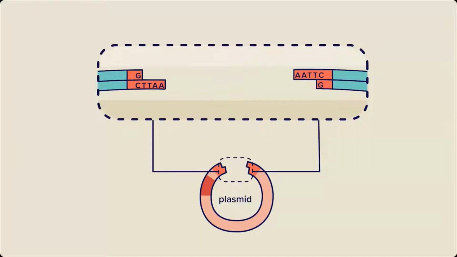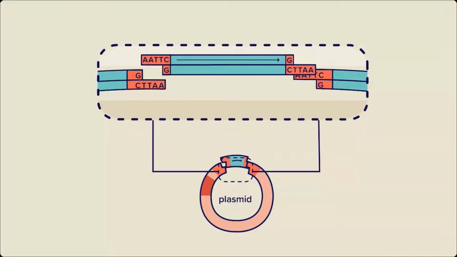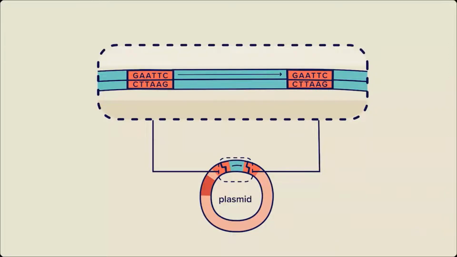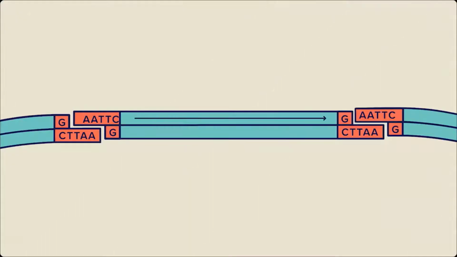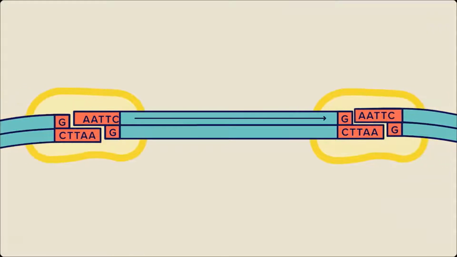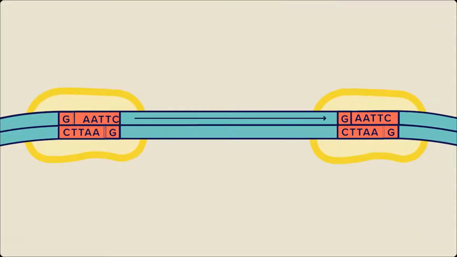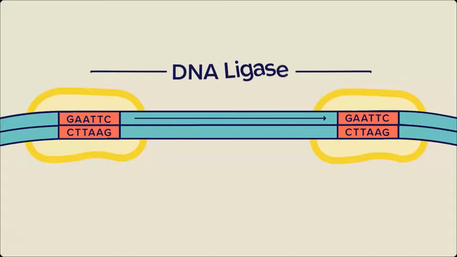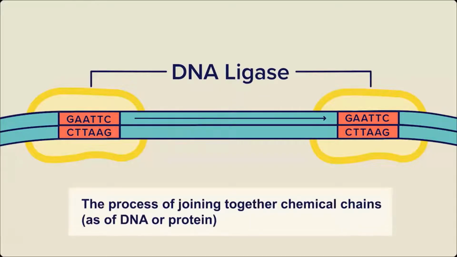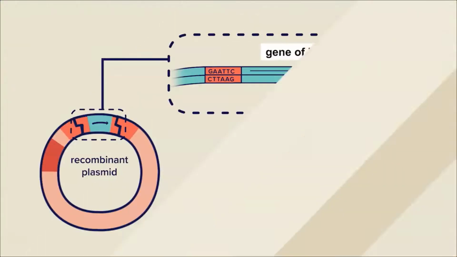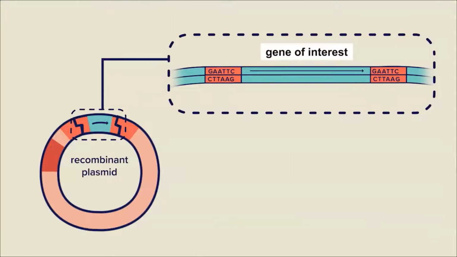Once the DNA and plasmid are cut, the gene of interest can be inserted into the plasmid. The gene of interest binds to the open plasmid through complementary base pairing. After insertion into the plasmid, a linking enzyme called DNA ligase acts as a kind of glue to ligate, or join, the DNA. The result is a recombinant plasmid.